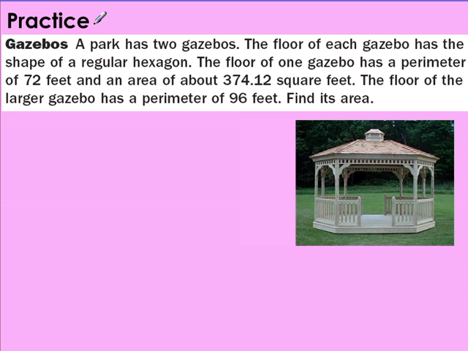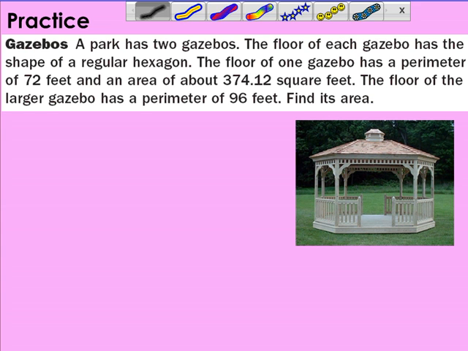In another example, we have a park that has 2 gazebos. The floor of each gazebo has the shape of a regular hexagon. The floor of one gazebo has a perimeter of 72 feet and an area of about 374.12 square feet. The floor of the larger gazebo has a perimeter of 96 feet. Find its area. Before we can find its area, we need to make sure that these two gazebos are similar.